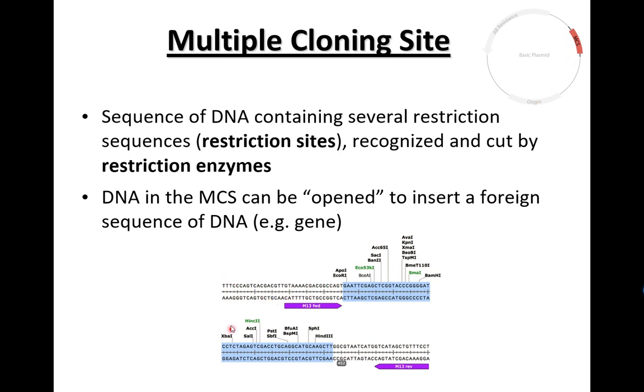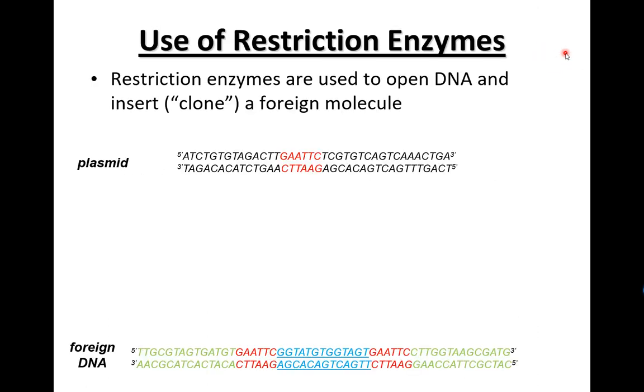This is a sequence of DNA that has many restriction enzyme sites. The reason you want to have this sequence inside there is that now you can use any of these restriction enzymes to open this plasmid and insert what you want. Okay, the gene, the promoter, whatever you are interested in cloning. How do you do that? Let's go through an example here.